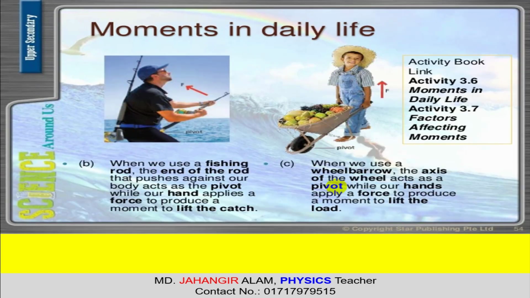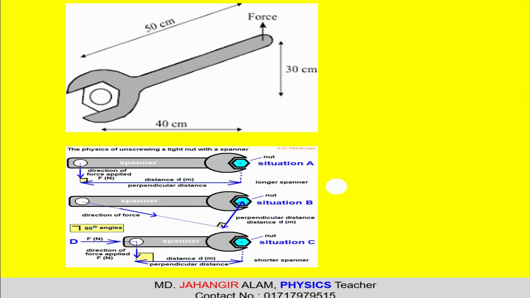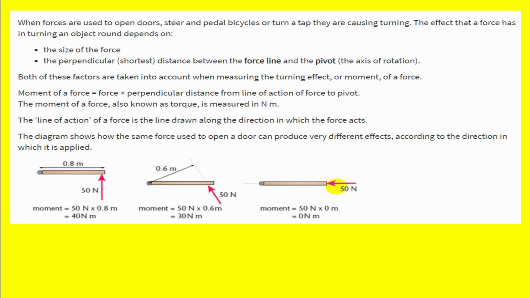Moments in daily life, for example when we use a fishing rod. The end of the rod that pushes against our body acts as a pivot, while the other hand applies a force to produce a moment to lift the catch. When we use a wheelbarrow, the axis of the wheel acts as a pivot while our hands apply a force to produce a moment to lift the load. Look at the spanner, look at the scissors.